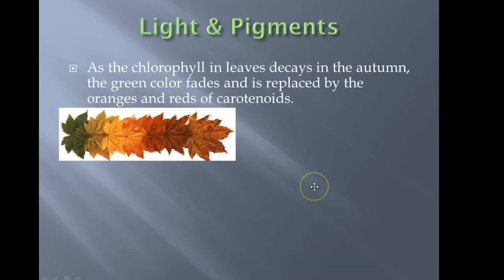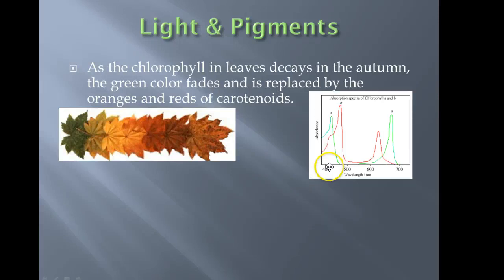Light and pigments. As the chlorophyll in leaves decays in the autumn, the green color is going to fade and be replaced by those oranges and reds. Unfortunately, that's when the leaves die. When we start to lose that pigment, we lose the ability to absorb those really high energy wavelengths like blue and violet. So that's why they start to turn yellow, red, and then orange.